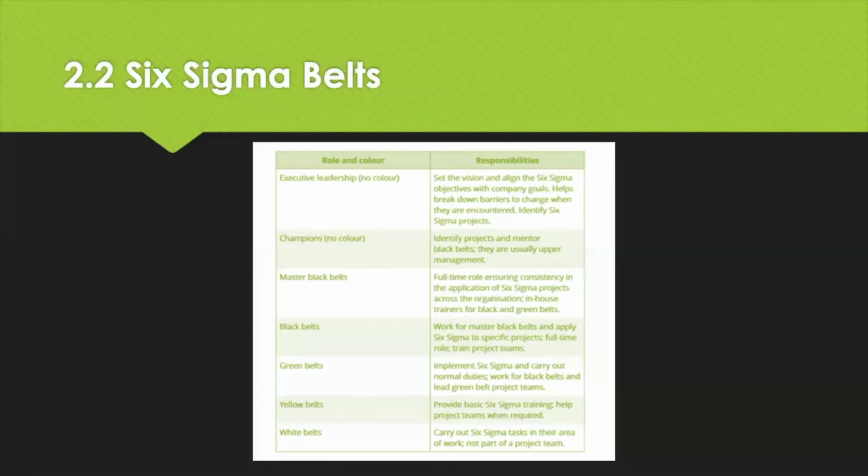A champion is the upper-level manager who leads strategy and development based on objectives set by executive leadership, but also ensures that all initiatives to lower waste and remove defects come together in alignment with the company's need for growth.